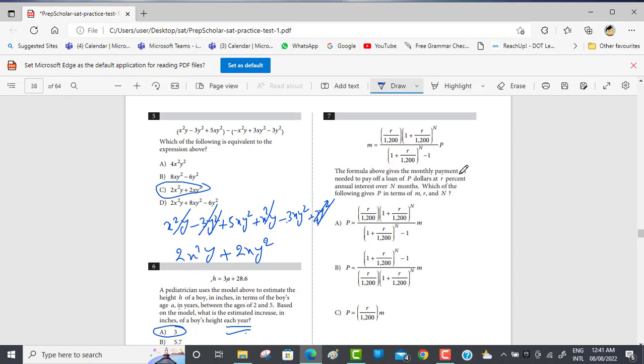The formula above gives the monthly payment m needed to pay off a loan of p dollars at R% annual interest rate for n months. Which of the following gives p in terms of m? We have m in terms of p, and we just need to find p in terms of m. So we can multiply the denominator in the numerator. It's like cross multiplication, and we can multiply the numerator and the denominator. When you have this numerator in the denominator, it's for sure the answer, which is B.